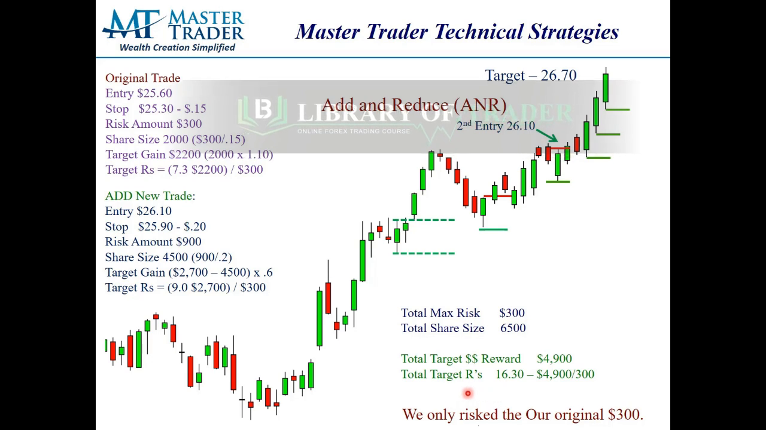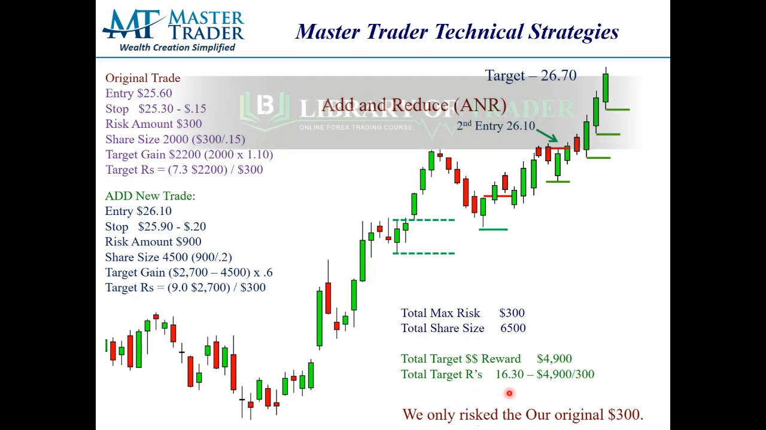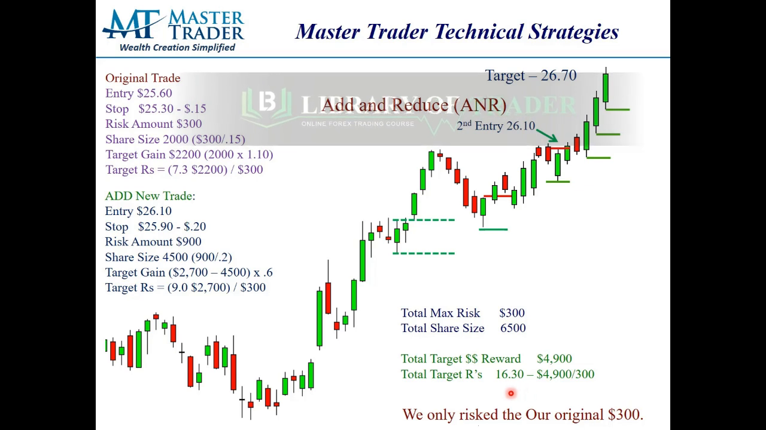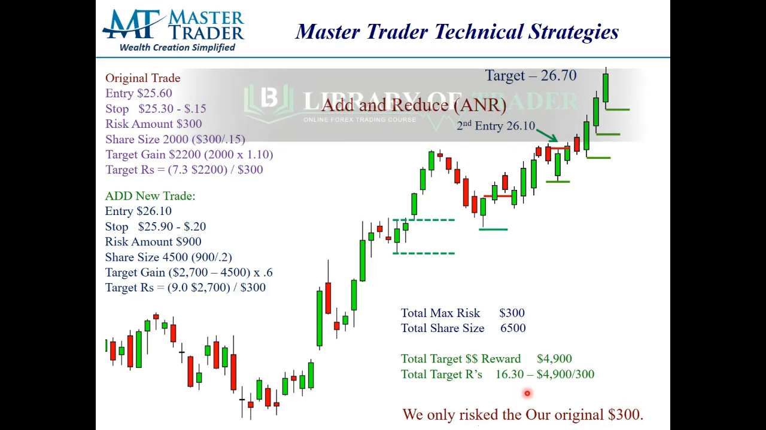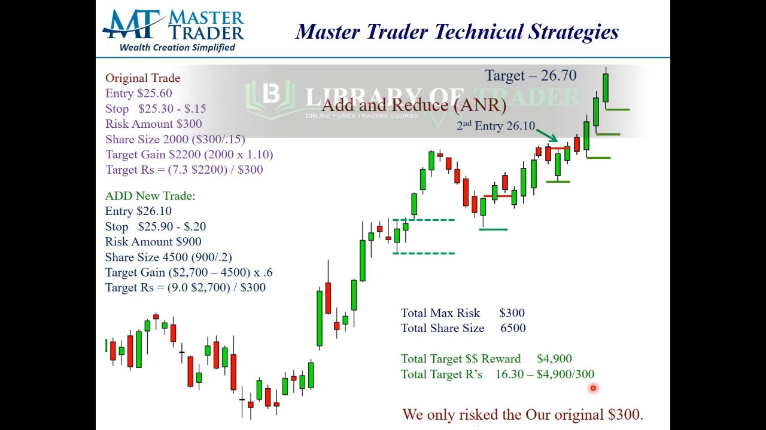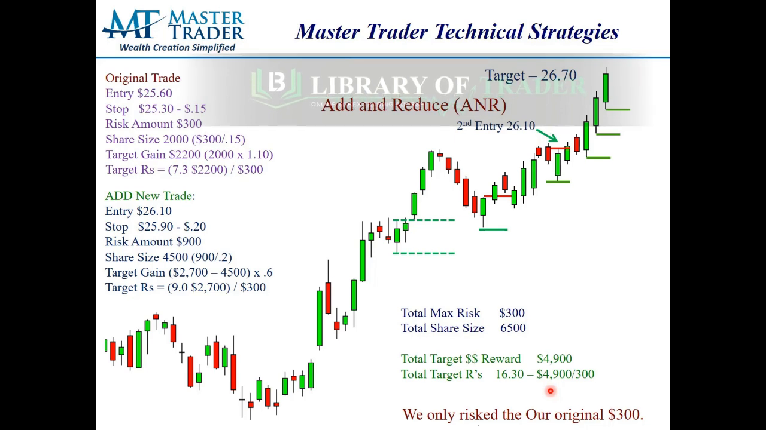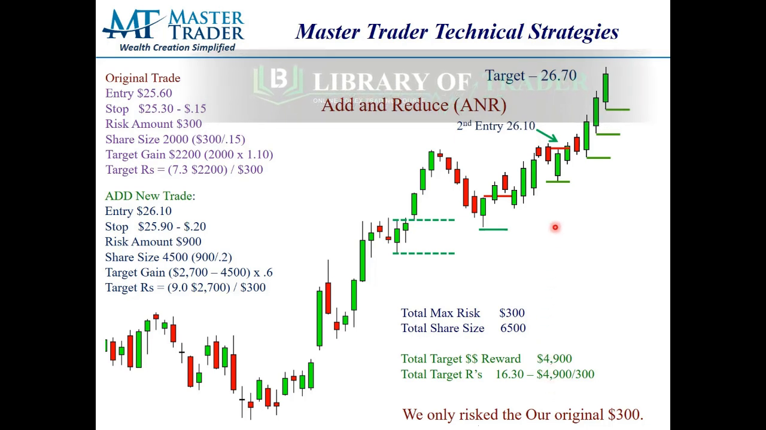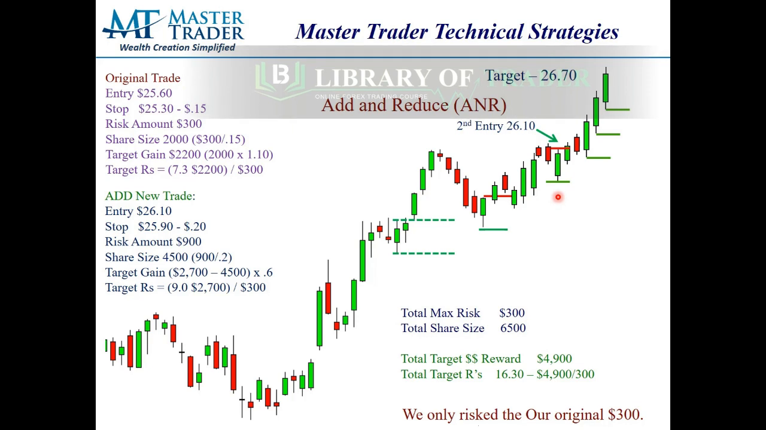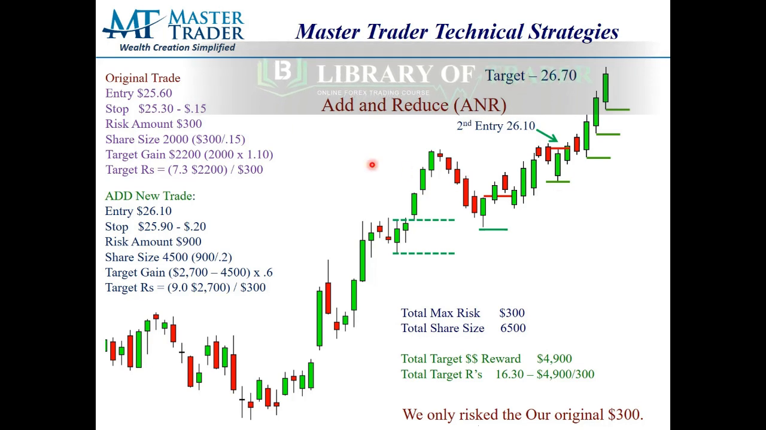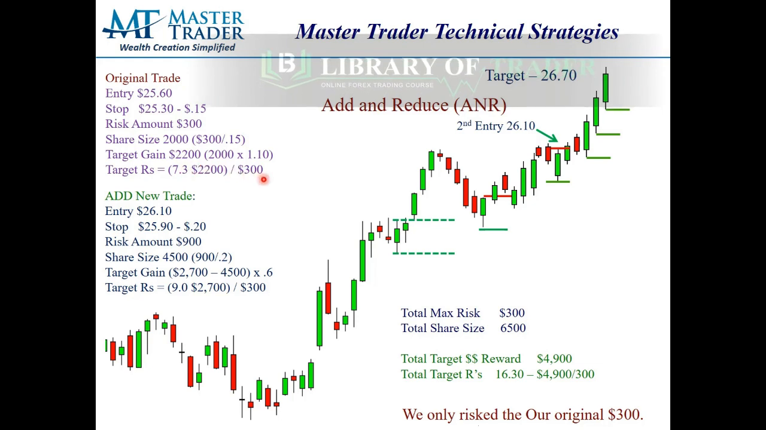So our total R's here was 16.3, we made 16.3 times our money. $300 made us $4,900 by taking the house's money and adding that to our money and buying those additional shares. So our original trade still made us the $2,200 from our entry to the target.